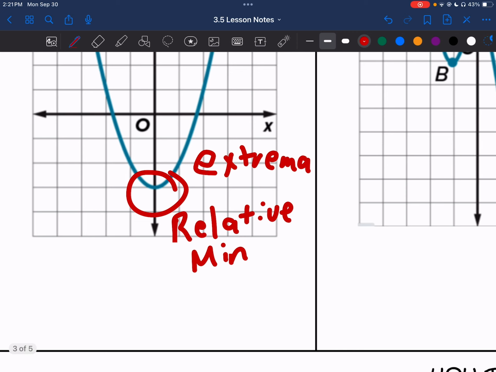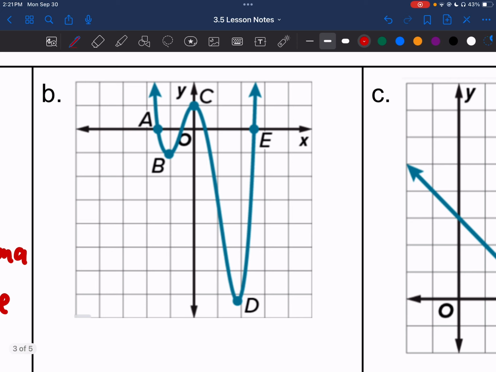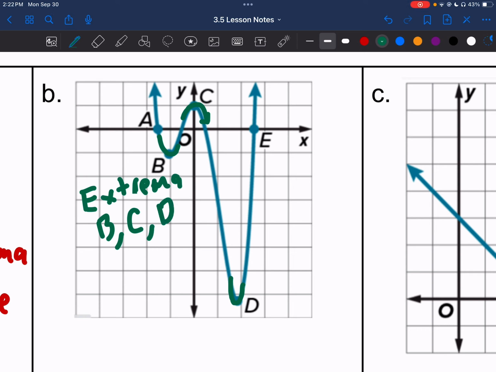All right, so on letter B, we have more examples here. And we're looking for extrema, so we're looking for places that are at the edge of one type of graph, whether it's increasing or decreasing. These are change points. So my extrema, my change points, are going to be B, right, because we're going from decreasing to increasing. It's going to be C, where we're going from increasing to decreasing again. And then letter D, where we're going from decreasing back to increasing. Those are extrema. They are places where we are making changes.